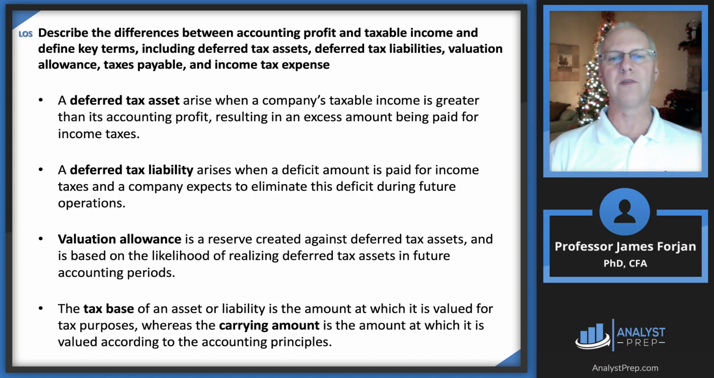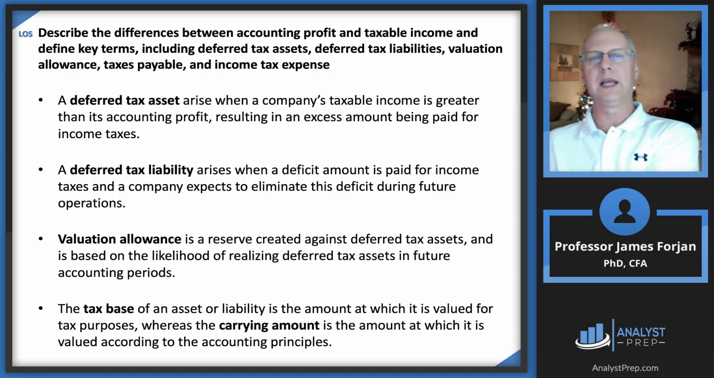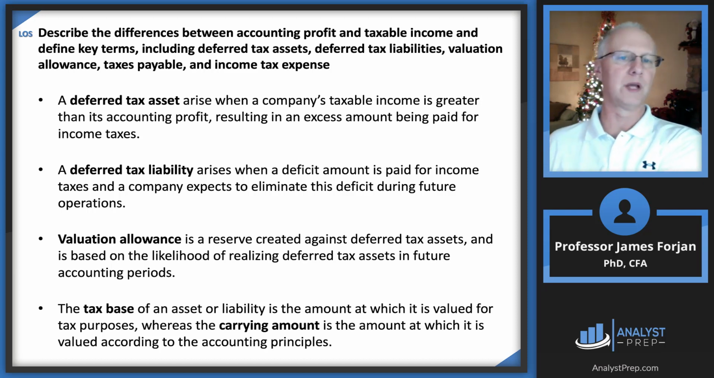So a deferred tax asset arises when a company's taxable income is greater than its accounting profit, resulting in an excess amount being paid for income taxes. So think of it this way. We paid too much today, which means we're going to get a break tomorrow or next month or next quarter or next year, whatever that is. And so we're going to be able to use that future asset to lower our taxable income at some point in the future. So we call that a deferred tax asset.